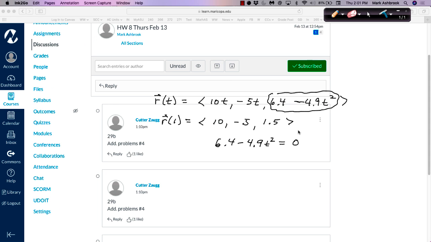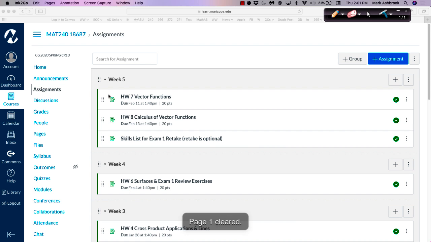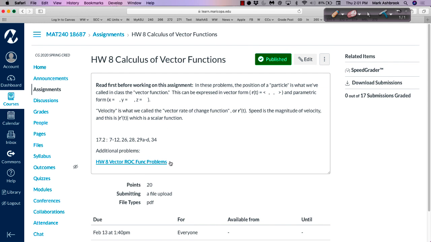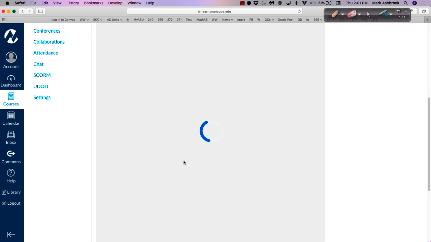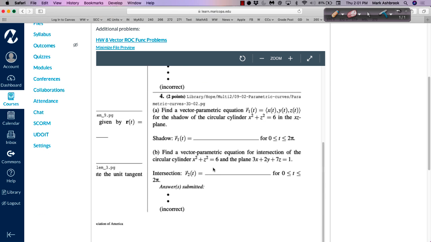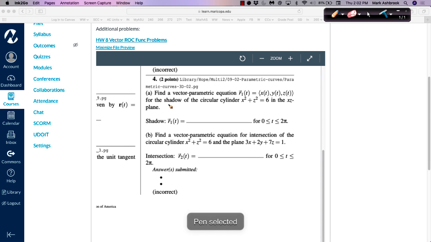Okay, additional problem 4. Let's go back to assignments here. This one. Okay, so this was a little bit of a review, and that's good to review. So we want to find the shadow of the cylinder, which is just a projection, right? So what will x squared plus z squared equal 6 be? First of all, what is that? Can we sketch or imagine that circular cylinder before we get started here?